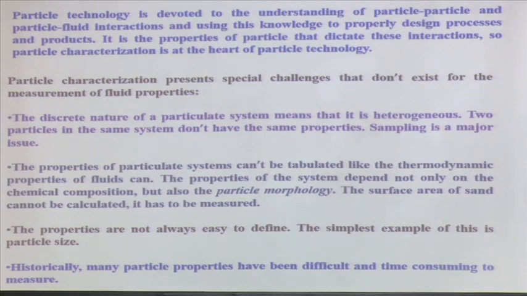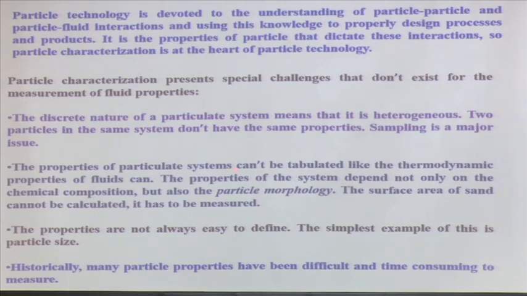So what representative sample are you taking? How do you take a representative sample that must represent the entire population? Even for particle characterization, you need a small amount of sample. That I am going to talk about in my next lecture, how to do sampling. Sampling is a major issue, which is being neglected in most cases.